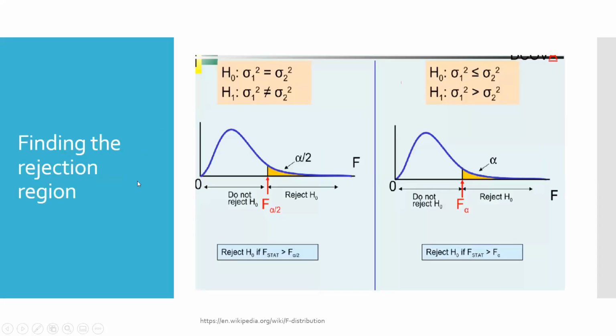So we find the rejection area. If the F stat is greater than F half alpha, we use half alpha because we are only using the positive side of the curve. So we use alpha divided by 2 and we use the F statistic. If the F stat is less than the F alpha, then we do not reject the null hypothesis. We reject the null hypothesis if the F stat is greater than F alpha. This is the two-tailed and this is the single-tailed, and in this case we reject the null hypothesis if the F stat is greater than F alpha.